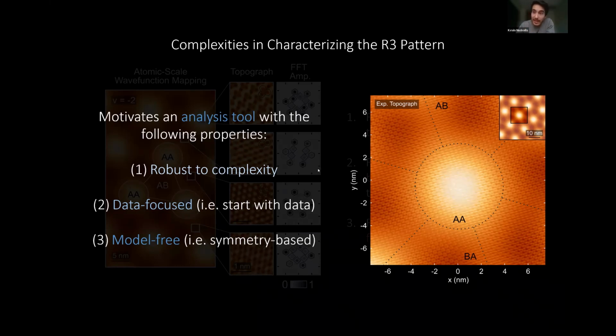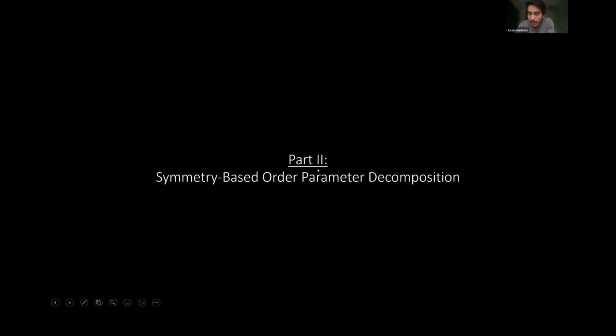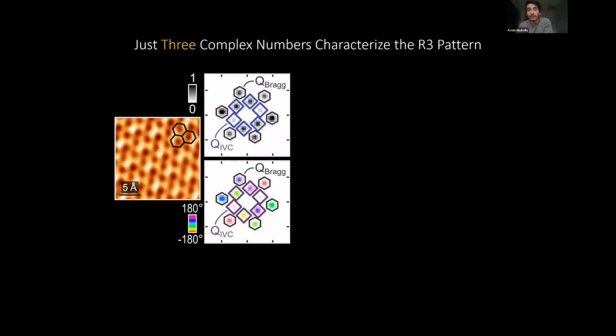So the analysis tool that we came up with in close collaboration with Mike Zaletel's group, so Tomo and JP and Mike, together we came up with this symmetry-based analysis tool, which derives a series of local order parameters which characterize the symmetries of the √3 pattern on the graphene lattice.